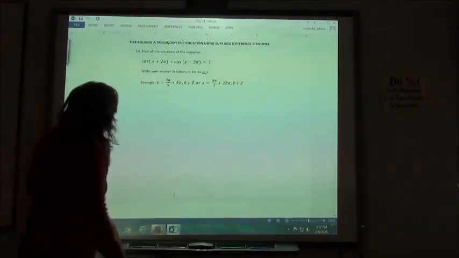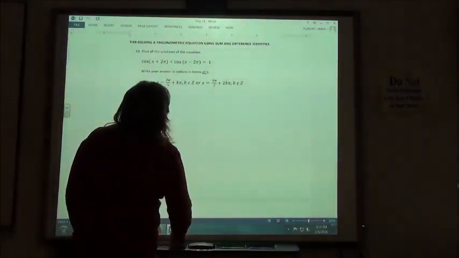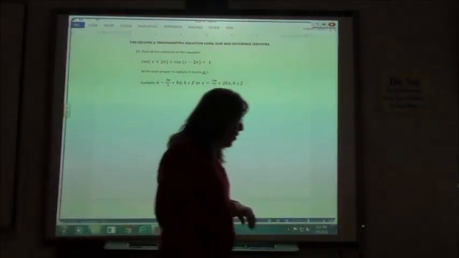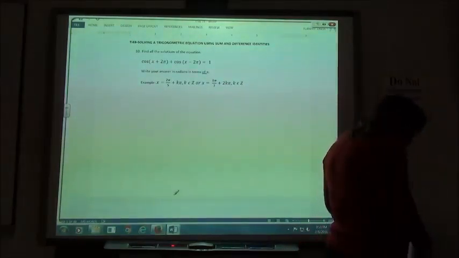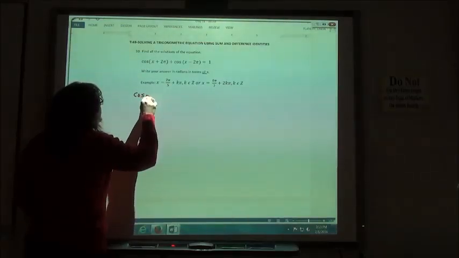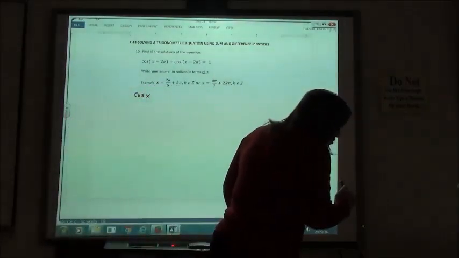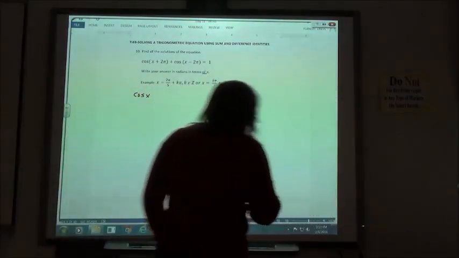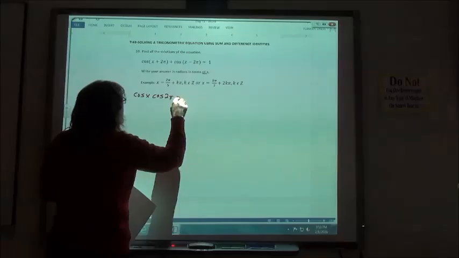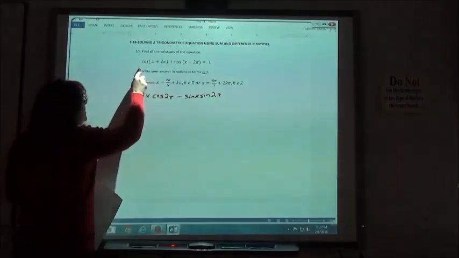So, first of all, we have cosine of x plus 2 pi plus cosine of x minus 2 pi equals 1. So for cosine of A plus B, we're going to take the cosine of A, cosine of B, minus sine of A, sine of B. So, cosine of x, cosine of 2 pi, minus sine of x sine of 2 pi. So that's just for this part right here.